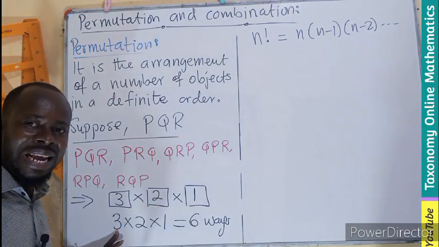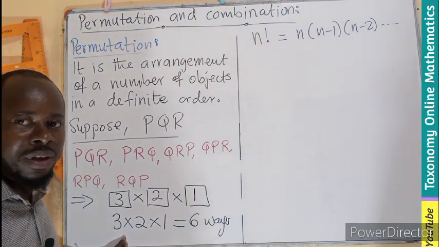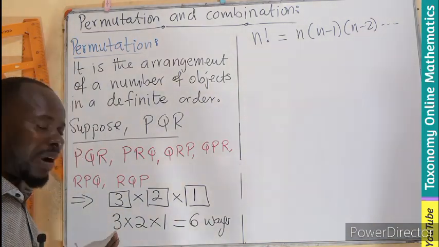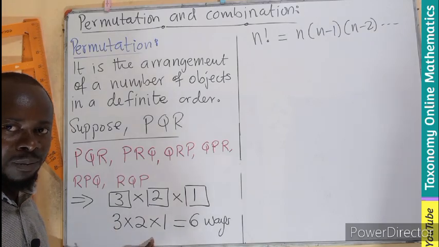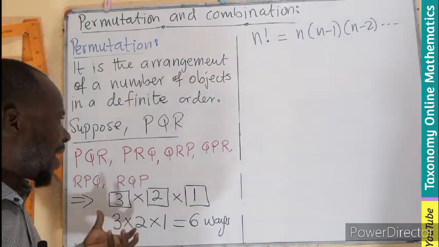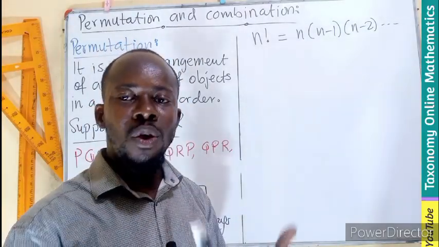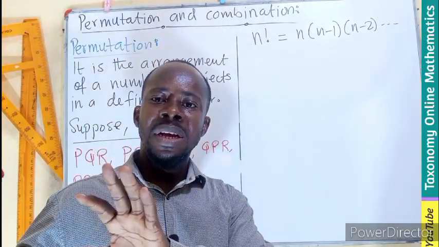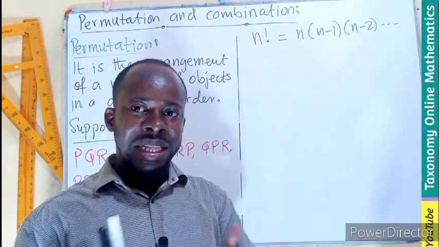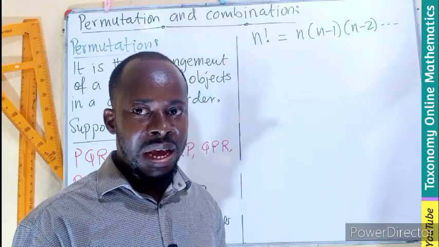There are 3 letters, so 3 factorial ways, right? 3 factorial means 3 times 2 times 1. That is what it means. But in this example, what are we doing? We are selecting all the 3 letters. 3 letters are being in selection.